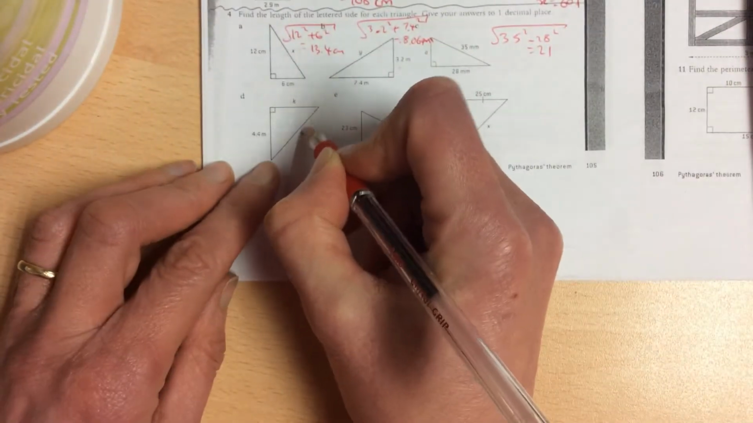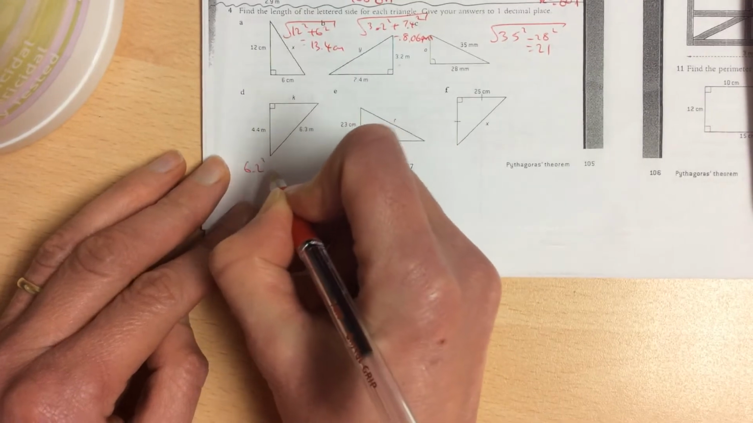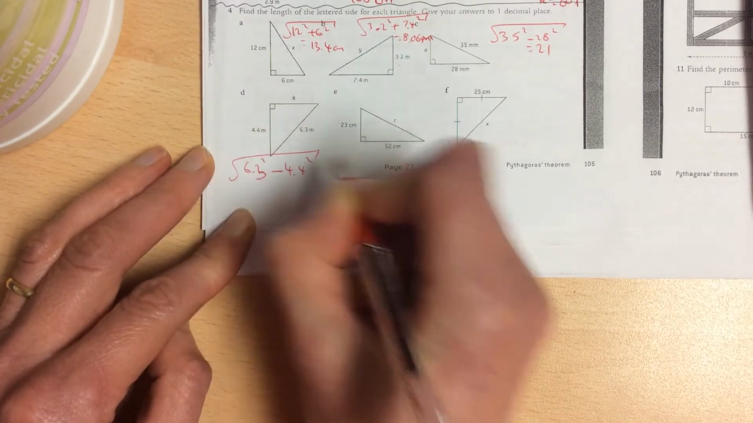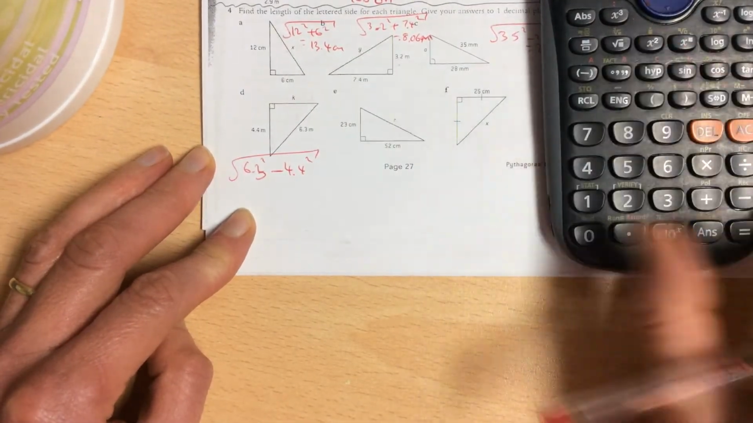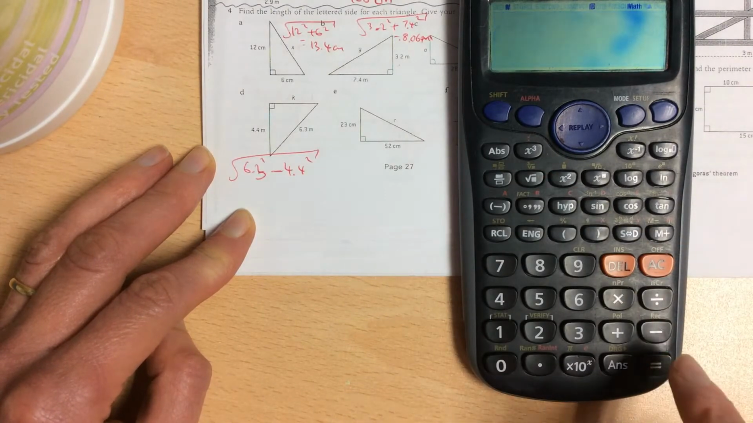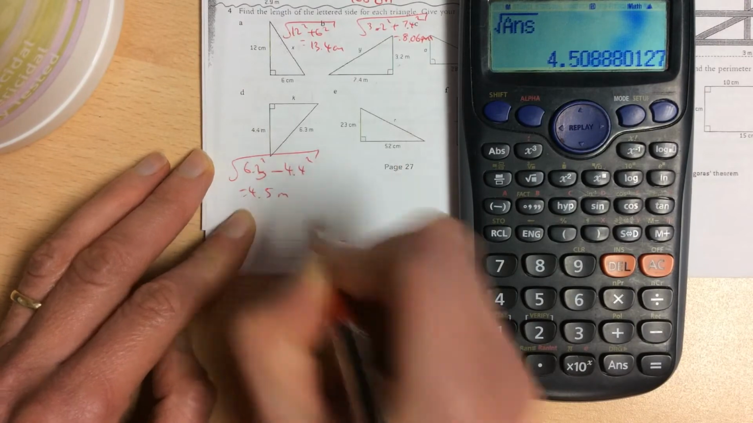So again, I'm looking for a shorter side, one of the sides at the right angles. So it's a subtraction, so 6.3 squared minus 4.2 squared, square rooted. So you can square them out and then press the square root button on your answer to give you your answer of 4.5 metres.